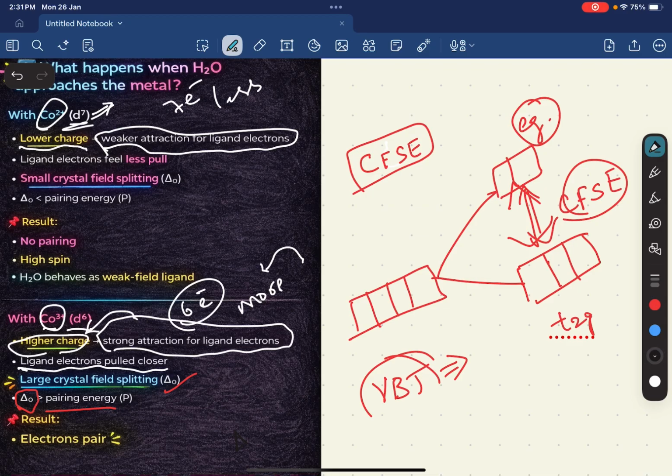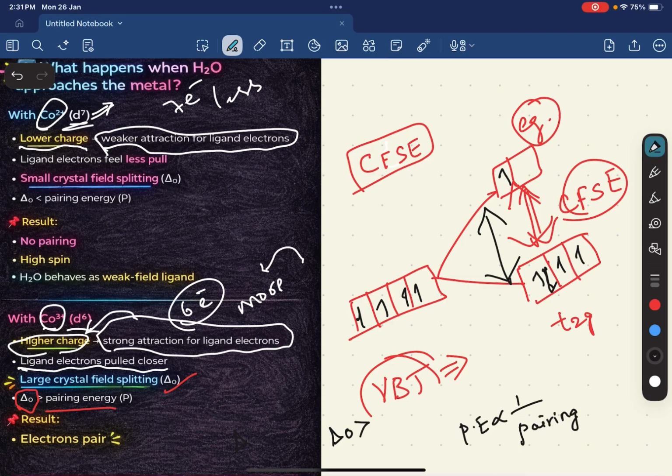So delta naught is more means the gap is more. When the gap is more between this T2g and Eg, the first 3 electrons will go to T2g. The fourth electron cannot go to Eg if the gap is more, so that pairing happens easily. So this pairing energy is inversely related to pairing. Means if pairing energy is less, pairing takes place. If pairing energy is more, pairing doesn't take place.